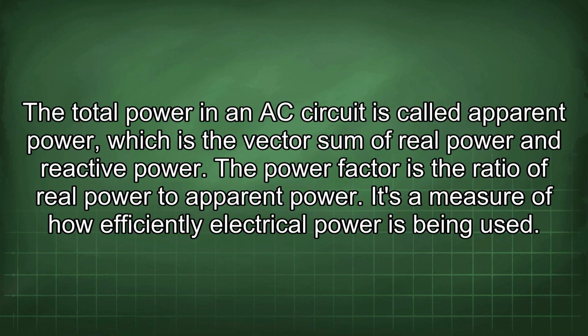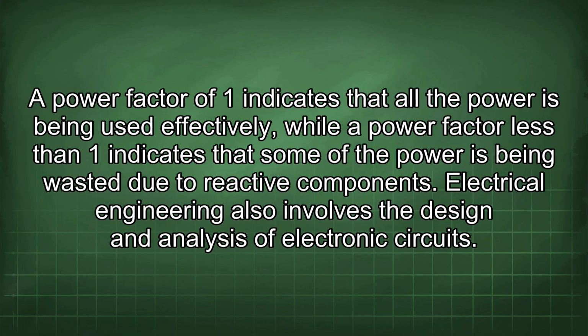The total power in an AC circuit is called apparent power, which is the vector sum of real power and reactive power. The power factor is the ratio of real power to apparent power. It's a measure of how efficiently electrical power is being used. A power factor of 1 indicates that all the power is being used effectively, while a power factor less than 1 indicates that some of the power is being wasted due to reactive components.